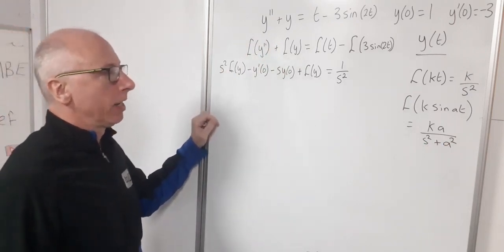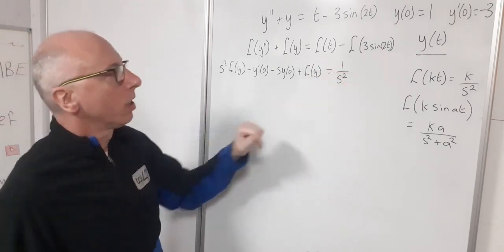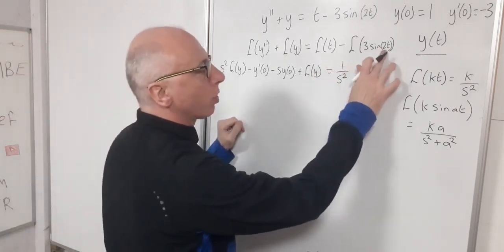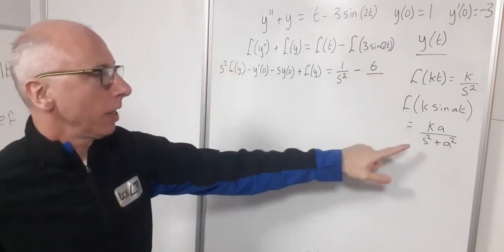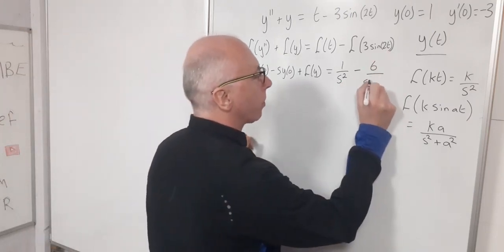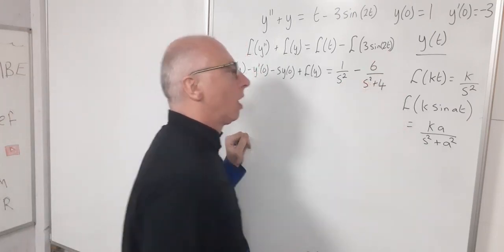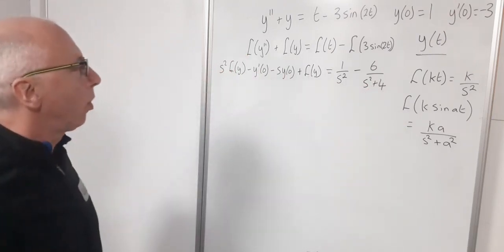Okay, right. Now with this one here, k would be 3 and a would be 2. So I'll have 3 times 2, which would be 6. And my denominator would be s squared plus a squared, which is 4. So it's s squared plus 4. Okay, right. That's everything for the Laplace transform.